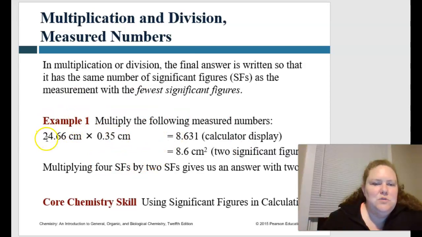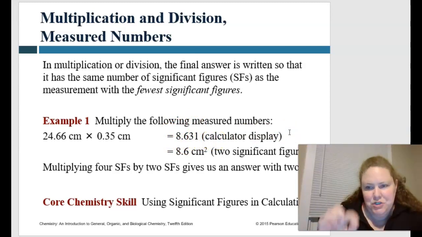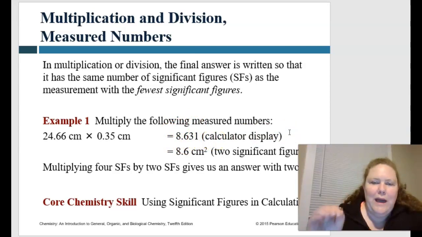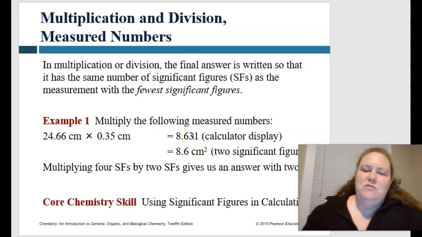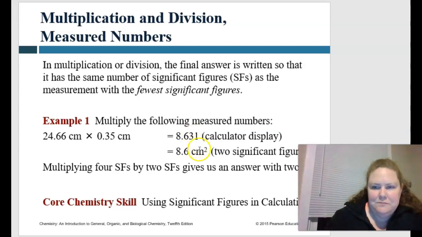So if we take 2.466 centimeters and multiply it by 0.3 centimeters, that would give you 8.631, which is what your calculator would say. But for the correct answer, remember we can only go by the fewest number of sig figs, and this one is 2, so we would have to drop off the 3, 1, and since the 3 is less than a 5, the 6 stays a 6, but if the 3 was a 5, then we'd have to round that 6 up to a 7. Okay, so with 2 significant figures, that gives us 8.6 centimeters squared, because we have centimeters times centimeters, so that gives us a centimeter squared final denotation.